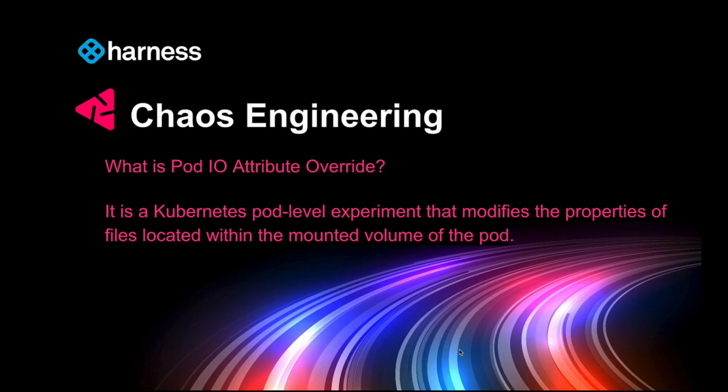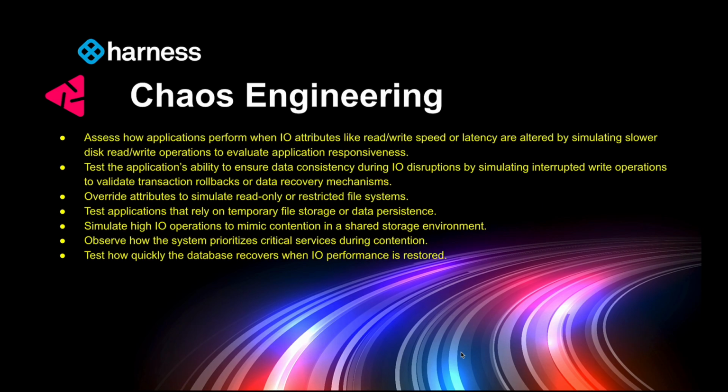It is a Kubernetes pod level experiment that modifies the properties of the files which are located within the mount volume of a pod. Its use cases include, but are not limited to, understanding how the application performs when the IO attributes such as read or write speed are altered by simulating disk IO operations to understand the application's responsiveness. It also helps test the application's ability to maintain data consistency during disruptions.